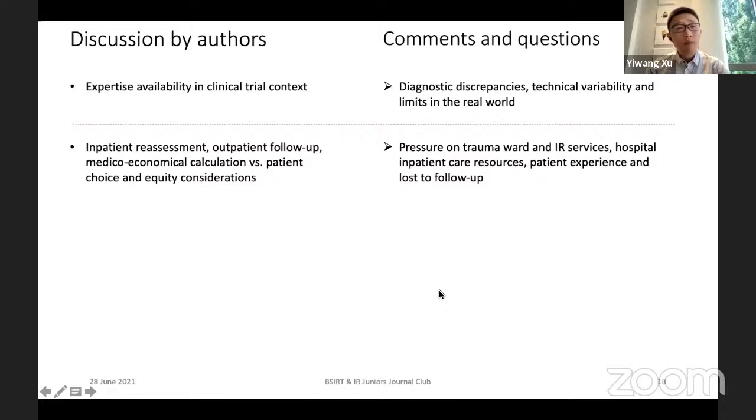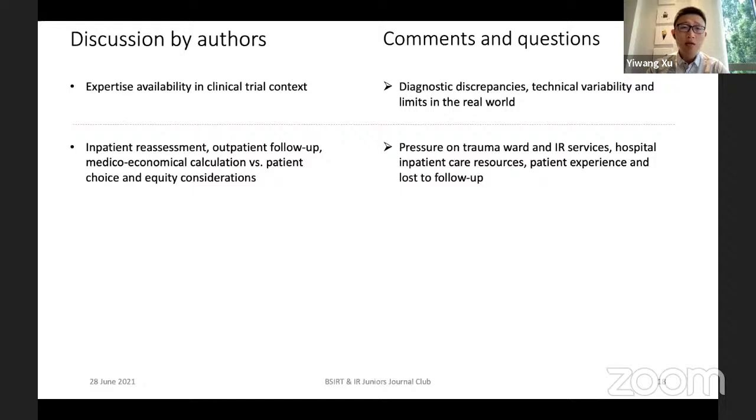Further points: expert availability in the clinical trial context. Sure, there will always be diagnostic discrepancies, technical variability, and limitations in the real world. Could we possibly achieve this in the real world? I'm not sure. Inpatient reassessment, outpatient follow-up, different pathways definitely require different labor intensity, either for the trauma or surgical team, or even for the prophylactic group. You would front-load the pressure onto the IR services.